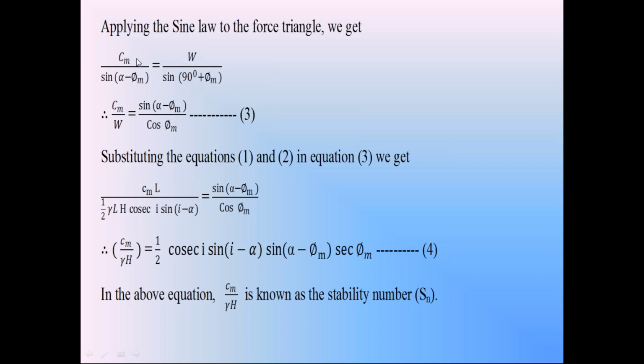Simplify this. Cm divided by sine alpha minus phi m is equal to W divided by sine 90 plus phi m, which is cos phi m. So this equation is Cm divided by sine alpha minus phi m is equal to W divided by cos phi m. Bring this W to the left side and this sine alpha minus phi m to the right side. This equation becomes Cm by W is equal to sine alpha minus phi m by cos phi m.